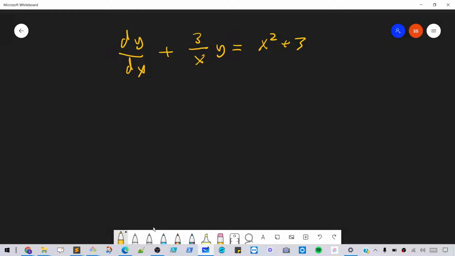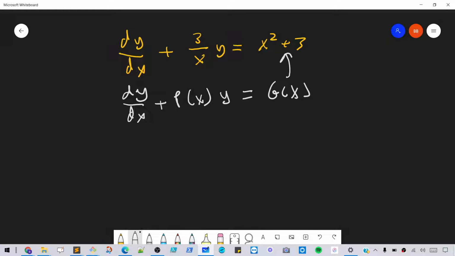All right, so we have a linear first order differential equation on the board here. We have dy over dx plus 3 over x times y equals x squared plus 3. And the first thing I want to do is check that this is in the correct format that we want. So the format we want for a linear first order is going to be something like this. And that works because notice this is a function of x, this is a function of x. Got our y there, everything is good. And so we're good to go there.